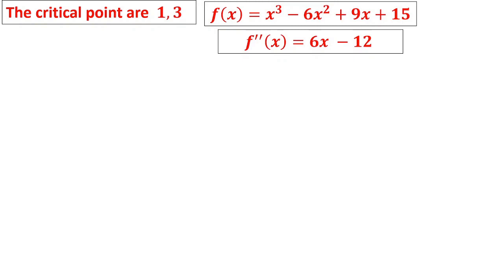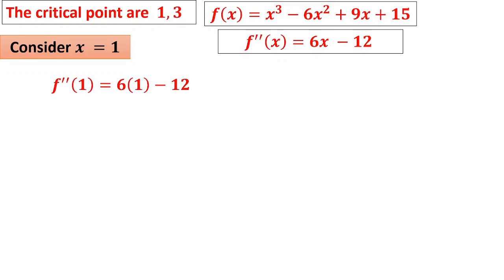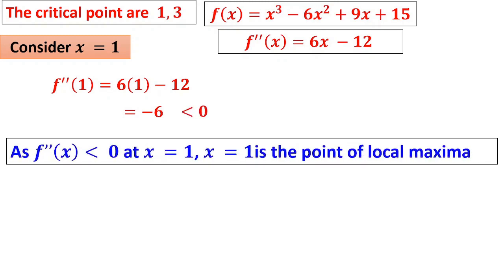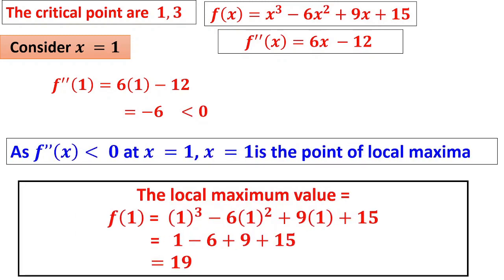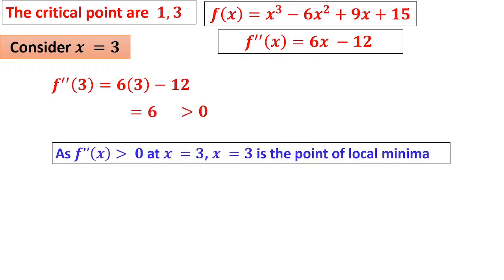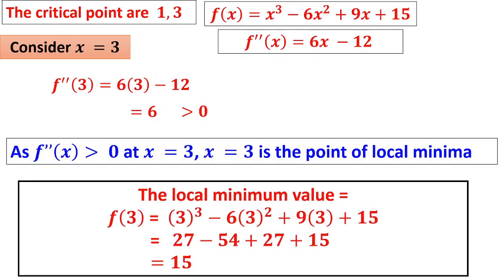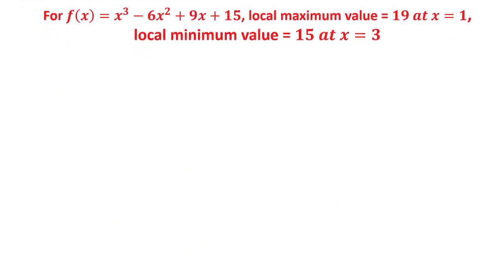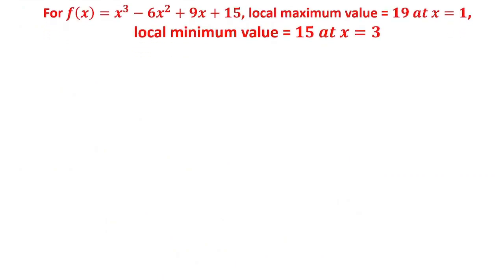What do you have to do now? I have to take the point 1 and the point 3, and check the sign of f double dash. For x is equal to 1, f double dash of 1 is minus 6, less than 0, so it is the point of local maximum. Therefore, the local maximum value is f of 1. Be careful, maximum value means you have to go to f of x, and the value is 19. Let us go to the next point, 3. Again find f double dash of 3. The answer is 6, which is greater than 0. It is a point of local minima. Minimum value is 15. No need to tell you that the maximum value should be greater and the minimum value smaller. You are getting maximum value 19, minimum value 15.